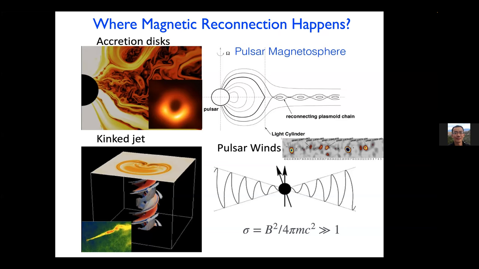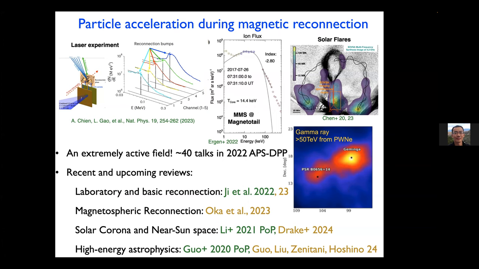And we see those in fast rotating pulsars, whose nebulae always support very high energy emission. Some of them, recent observations show, emit up to PeV gamma rays. So those are the regions where we think magnetic reconnection is happening, and also strong particle acceleration. Different communities are actively looking at reconnection and associated particle acceleration.